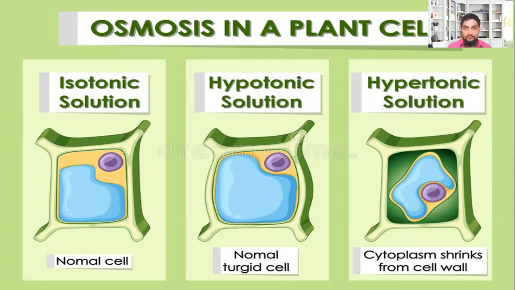To focus on plants, what happens in plants? In an isotonic solution, if you place a normal cell in it, it doesn't really swell or become flaccid. In a hypotonic solution, if you place the cell in it, water will enter the cell, and when water enters, the cell becomes turgid. Whereas in a hypertonic solution, the cytoplasm will shrink from the cell wall, and that is called plasmolysis.